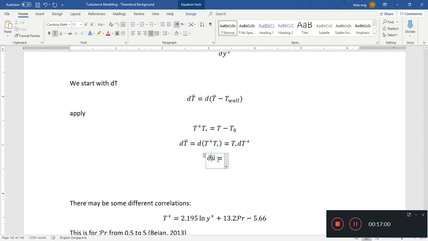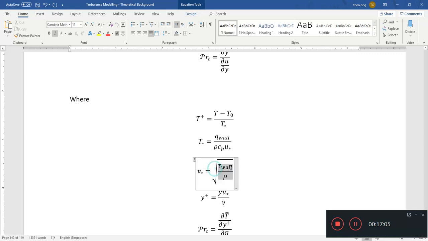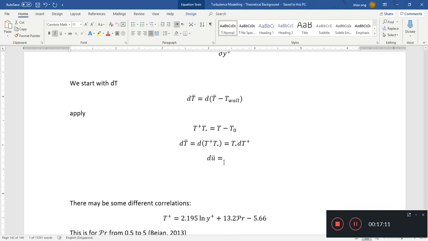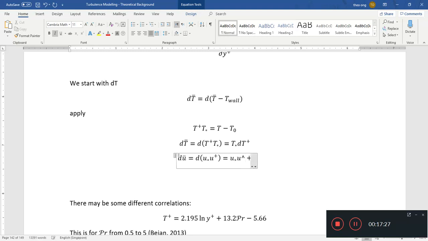Same way, so dU, again, we'll do the same thing over here. I'll use U star here for friction velocity. U star and U plus. So when I get this U star out and U plus out, all right, what do we get?